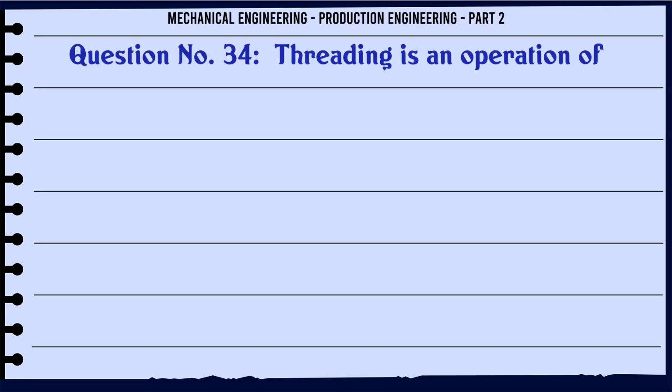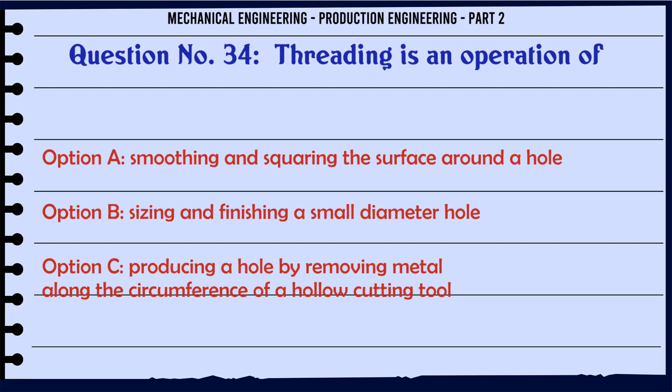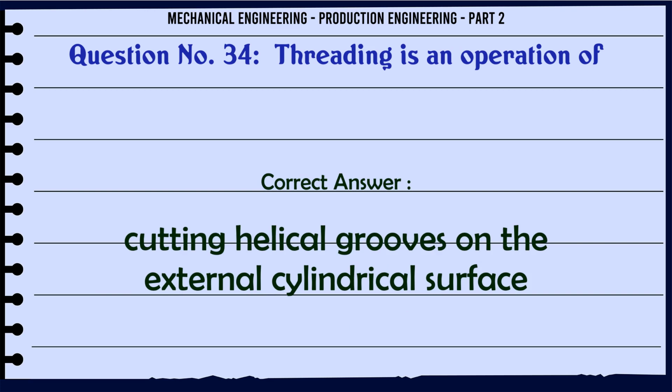Threading is an operation of A. Smoothing and squaring the surface around a hole, B. Sizing and finishing a small diameter hole, C. Producing a hole by removing metal along the circumference of a hollow cutting tool, D. Cutting helical grooves on the external cylindrical surface. The correct answer is cutting helical grooves on the external cylindrical surface.